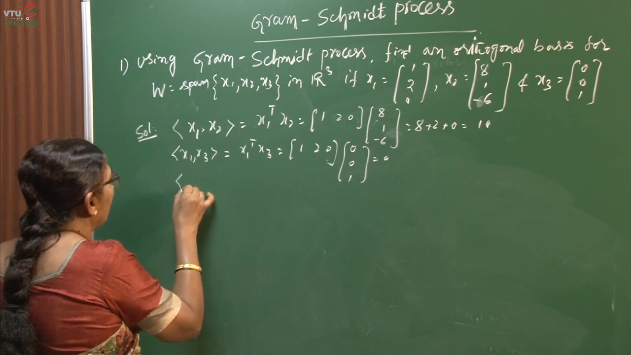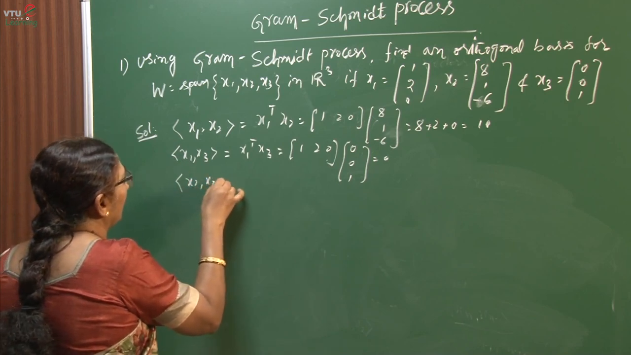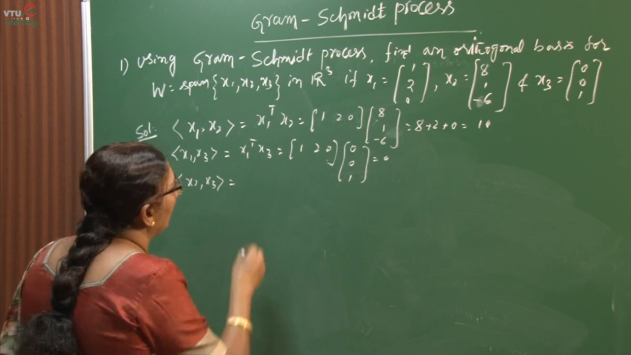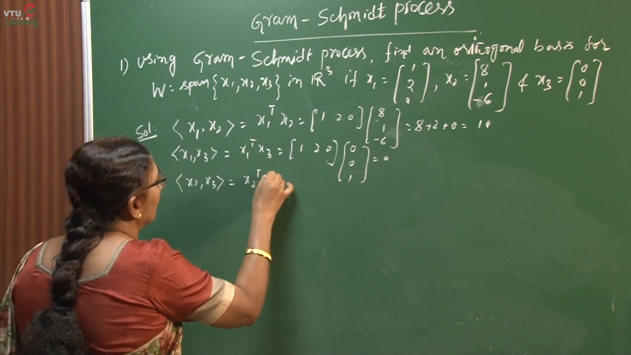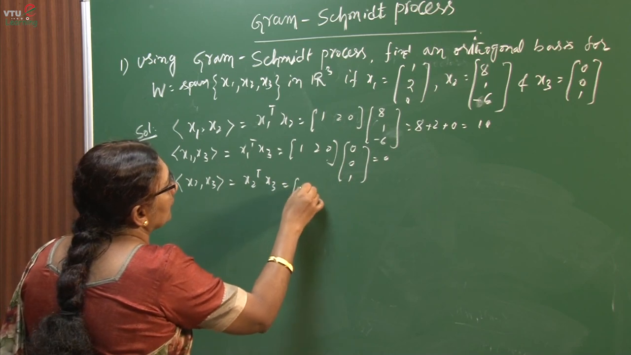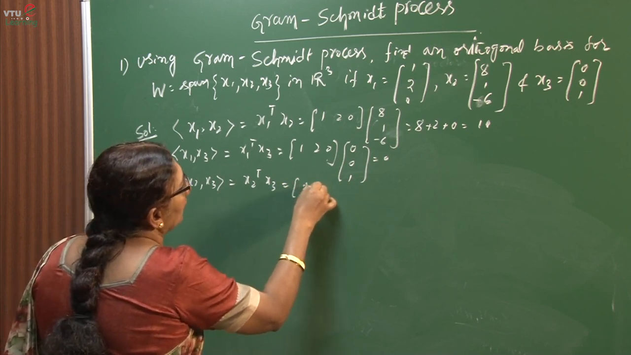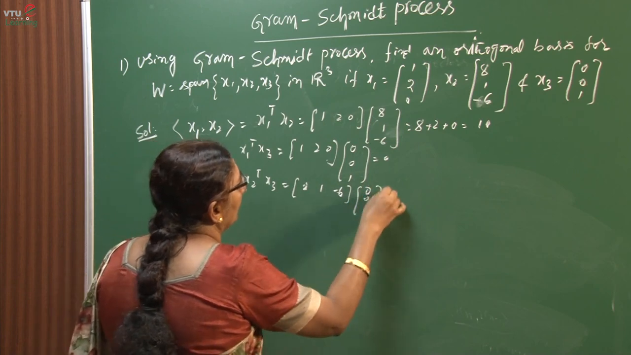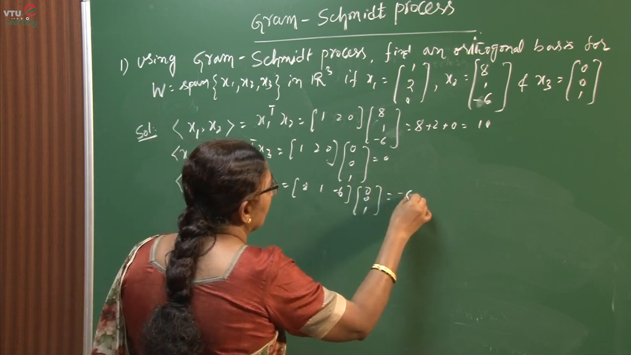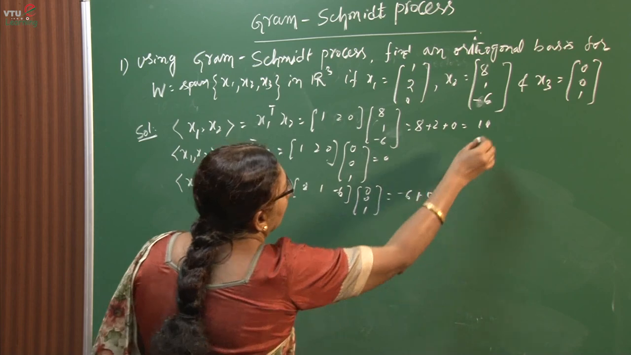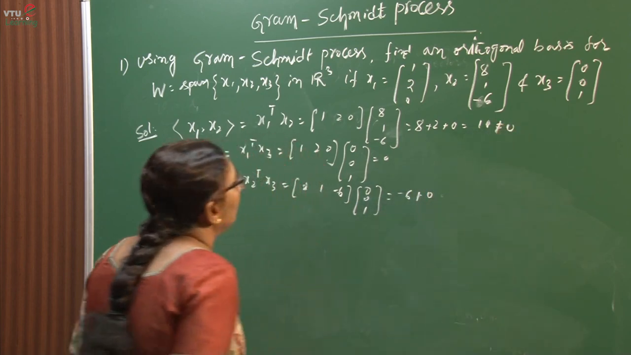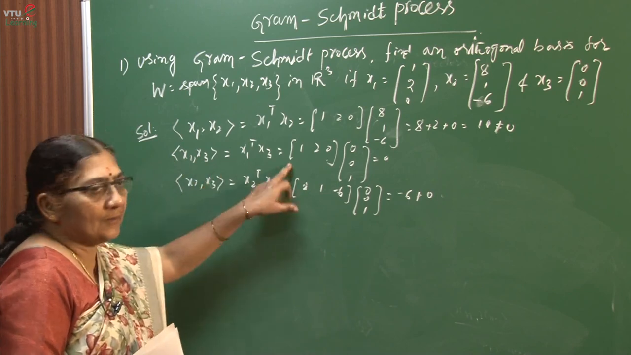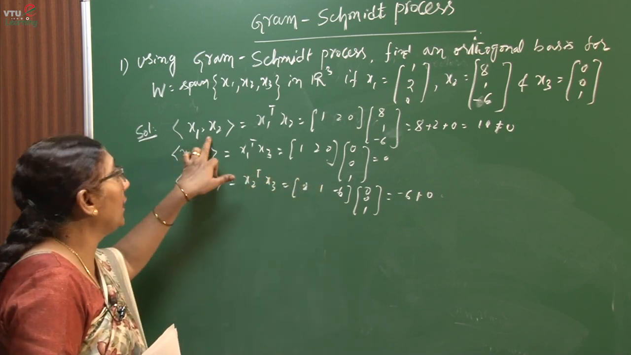Now if we want to calculate x2 and x3, what is x2 transpose into x3? x2 transpose is 8, 1, minus 6, and x3 is 0, 0, 1. We get minus 6, which is not equal to 0. This also is not equal to 0. Is it clear? Only x1 is orthogonal to x3, but x1 is not orthogonal to x2.